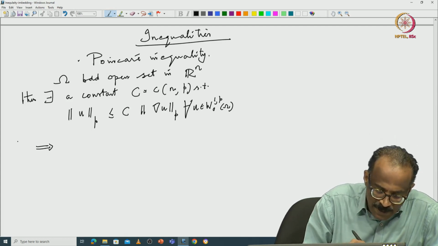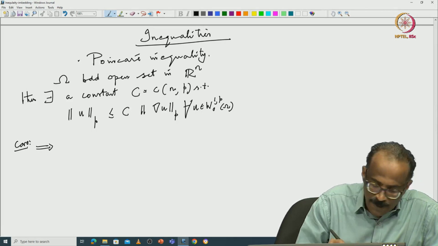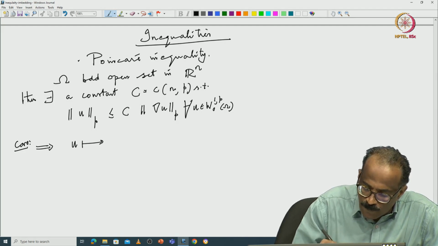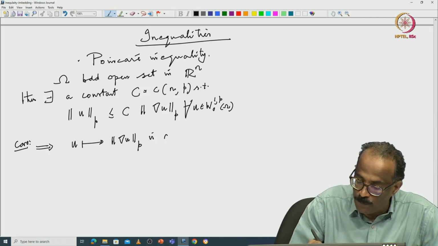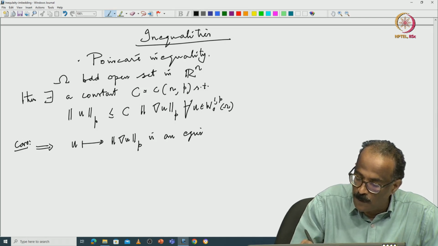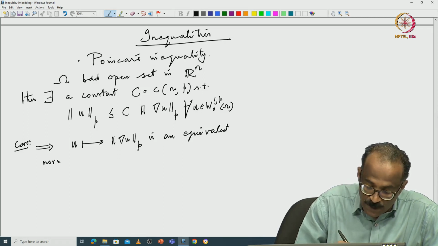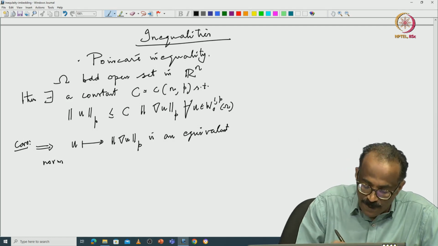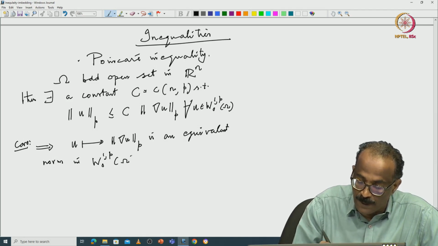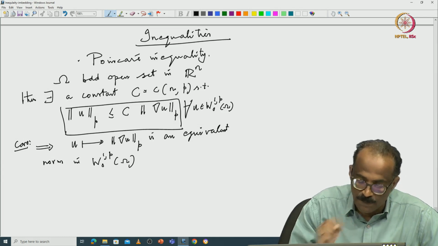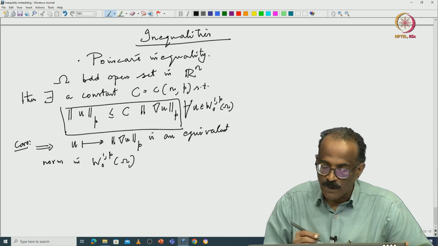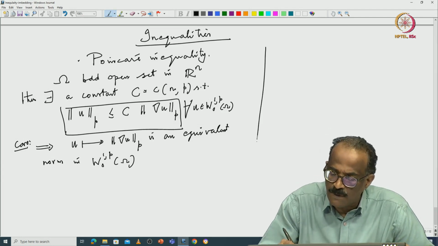This also implies, as a corollary, that the norm of gradient of u in Lp is an equivalent norm, which we will be using in the existence theory in W1p zero of omega. So, immediately the L2 or Lp estimates can be estimated that way. The proof of this is pretty easy.